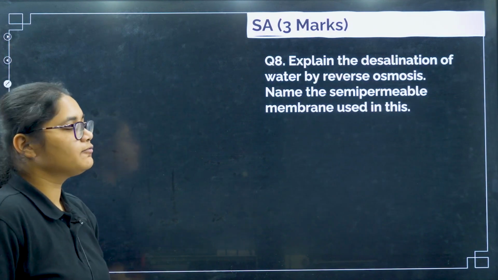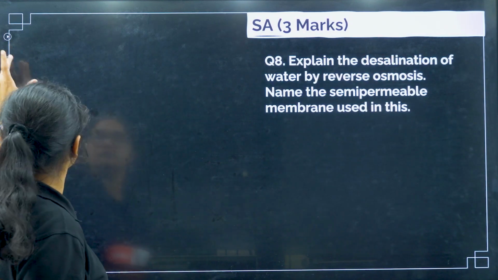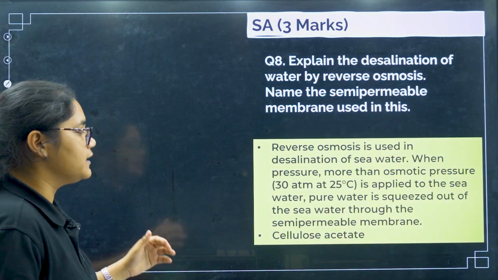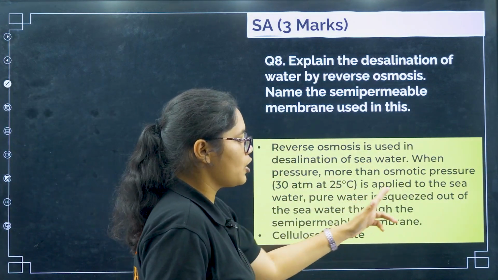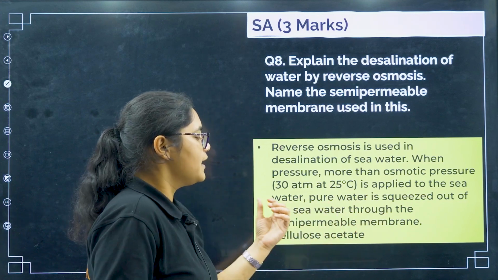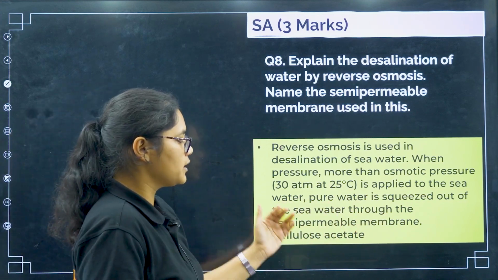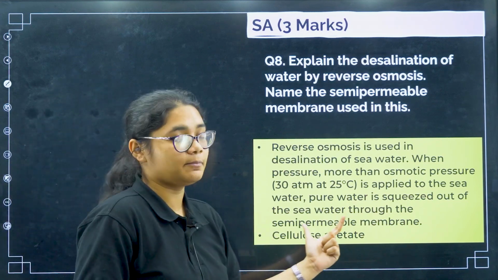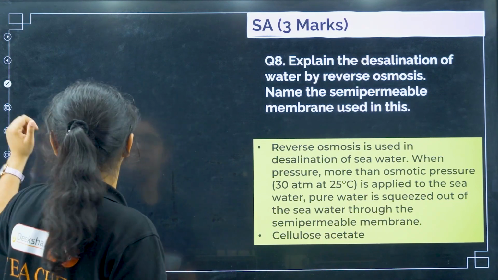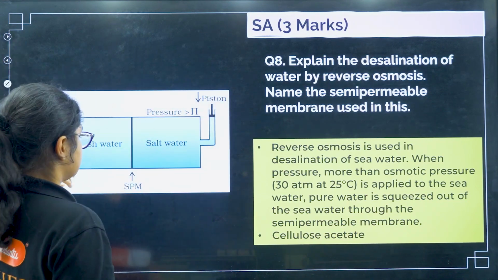Next, desalination of water or the application of reverse osmosis. So you can write down that when you apply a pressure more than the osmotic pressure on the seawater, pure water is squeezed out from this, and this is what is reverse osmosis used in the desalination process, and the membrane used here is cellulose acetate. So yes, this diagram you can do.